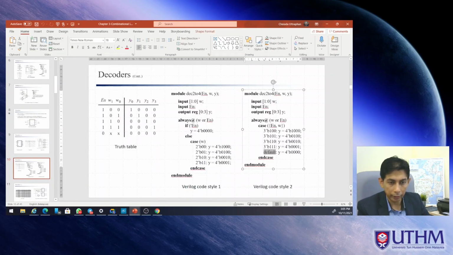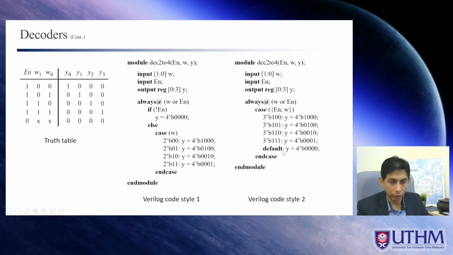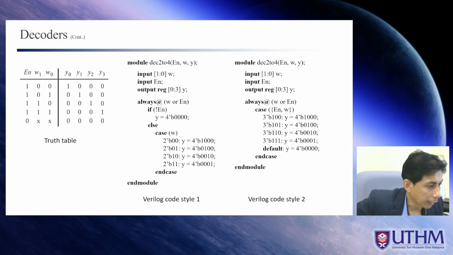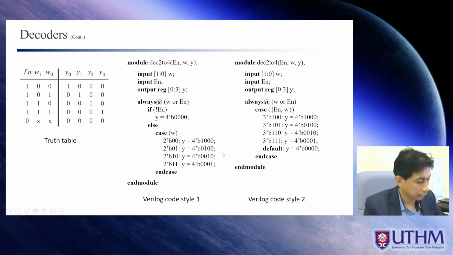So this default statement is actually a Verilog keyword also. So you can use default y equal to 0. Meaning that other than this case, this case, y should be equal to 0, 0, 0, 0, and endcase and endmodule. All right, so that will give you the same result, the same circuit, right? But with two different coding styles, not modeling styles. Modeling is still the same, using the behavioral modeling, but this is coding style.